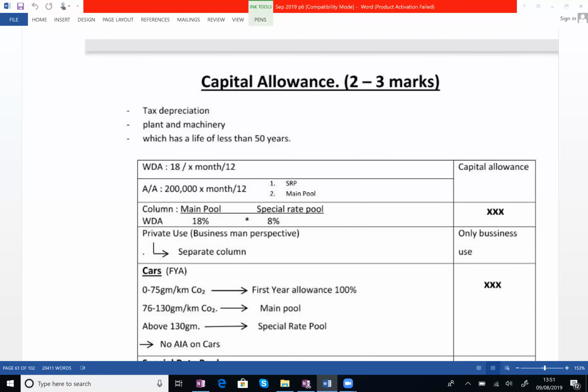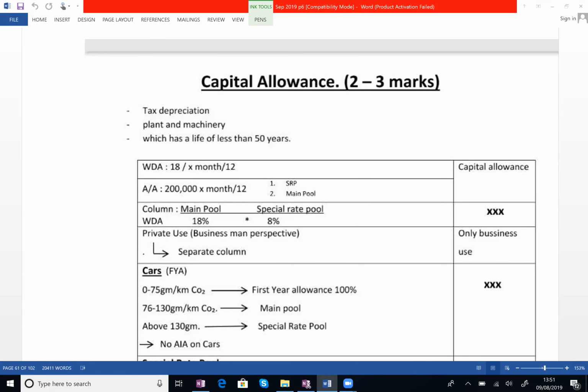Capital allowance means tax depreciation on plant and machinery. For example, today you start the business. Obviously, you need plant and machinery. So on the plant and machinery, tax depreciation will apply and capital allowance will be claimed. You will apply the tax depreciation on plant and machinery only, which has a life of less than 50 years.